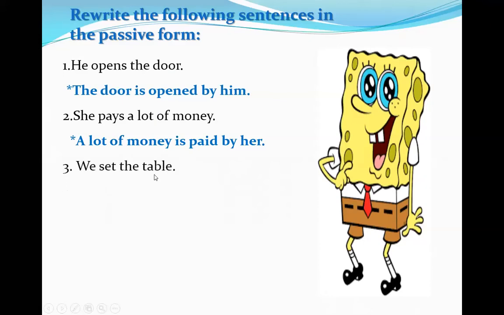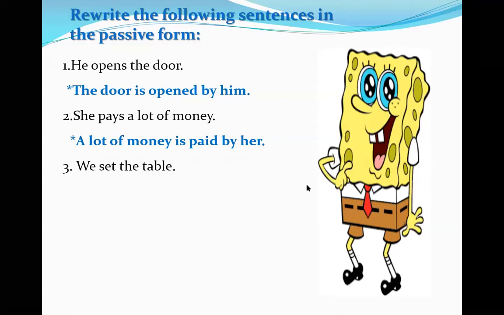Number 3, we set the table. Verb set is like put, cut. They are the same. Set, set, set. How do we know if it's in present simple or in past simple? We don't know. So you have 2 ways to make it, in present simple or in past simple. You can use it with was or is.